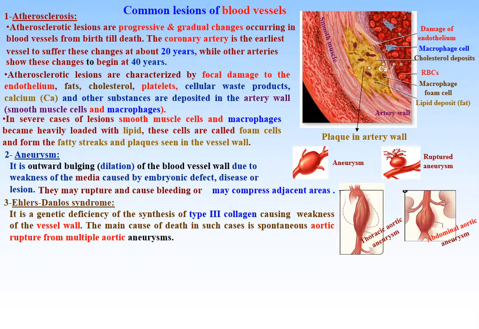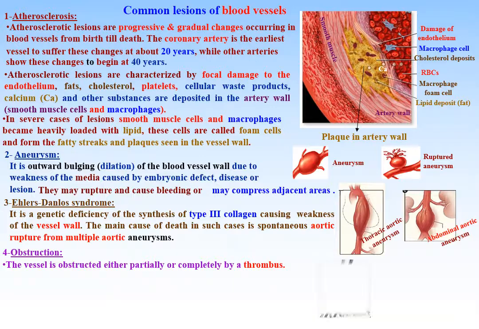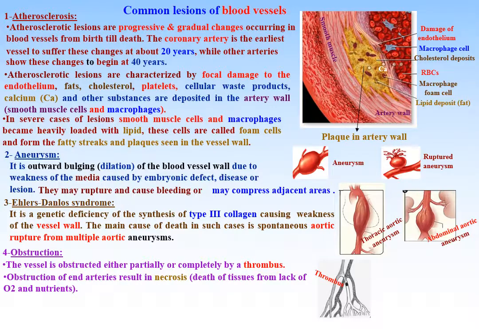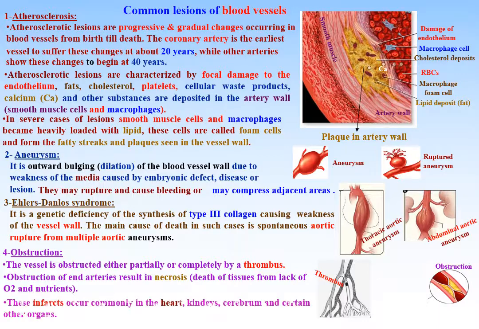Obstruction: the vessel is obstructed either partially or completely by a thrombus. Obstruction of end arteries results in necrosis, which is death of tissues from lack of oxygen and nutrients. These infarcts occur commonly in the heart, kidneys, cerebrum, and certain other organs.